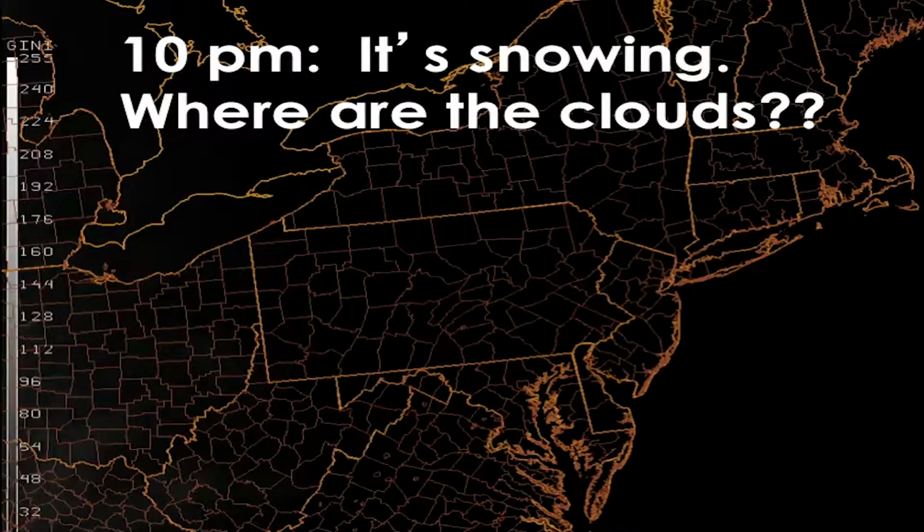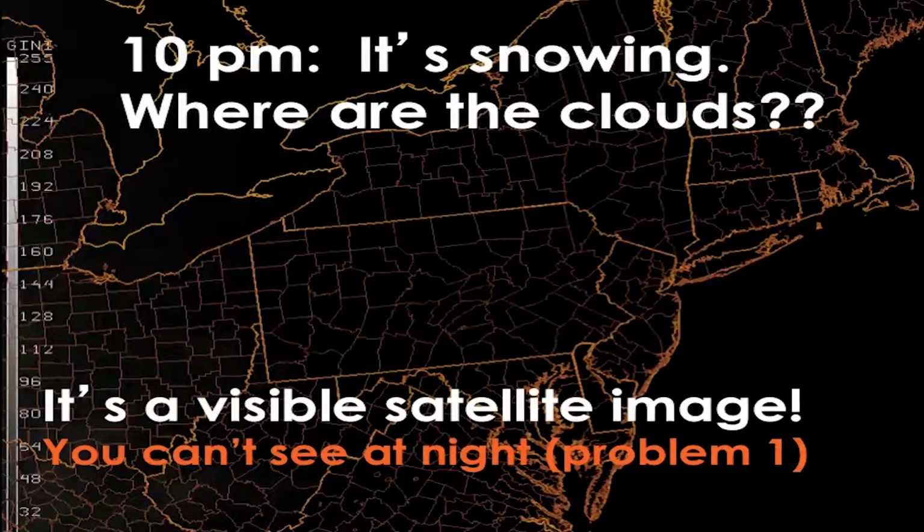Now, the orange lines on this diagram are obviously fake, created by a computer. Those are the counties in the state of Pennsylvania and the ones surrounding us. This picture was taken at 10 o'clock. It's snowing, but you can't see the clouds because it's a visible satellite picture, right? In a visible satellite image, you can't see anything at night, so that's a problem.